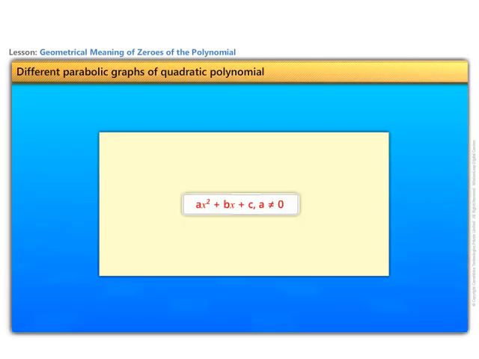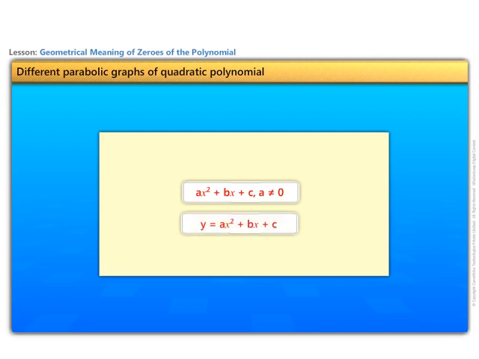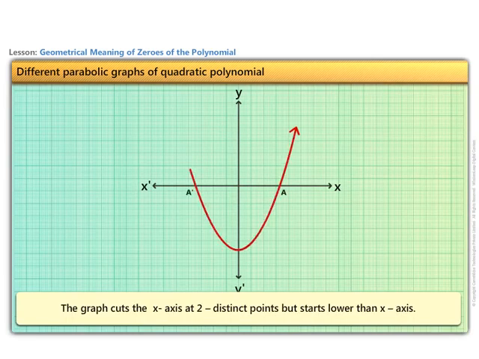In the earlier example, we saw that for any quadratic polynomial ax² + bx + c, where a ≠ 0, the zeros are precisely the x-coordinates of the points where the parabola representing y = ax² + bx + c intersects the x-axis. Now, observe the parabolic graphs of a quadratic polynomial. The graph cuts the x-axis at two distinct points but starts lower than the x-axis.